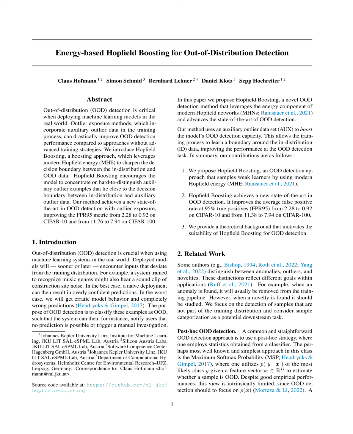The goal is to classify examples that are not part of the training distribution as OOD, enabling the system to notify users when no prediction is possible or trigger a manual investigation. Hopfield Boosting achieves this by sampling weak learners using modern Hopfield energy and incorporating informative outliers close to the decision boundary during the training process.